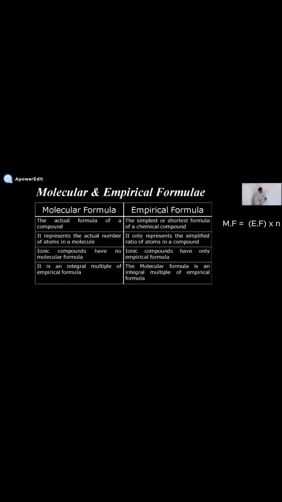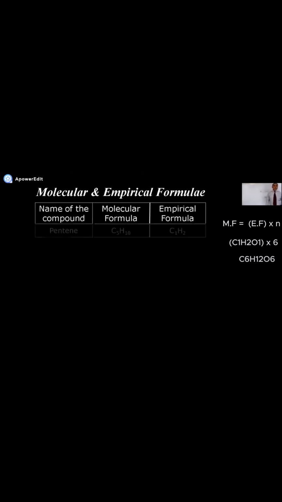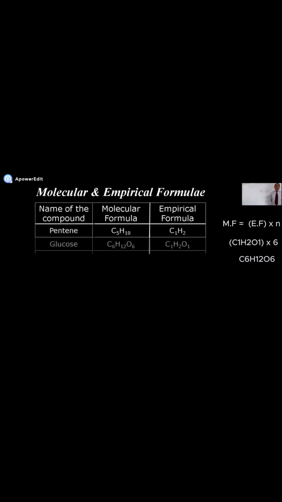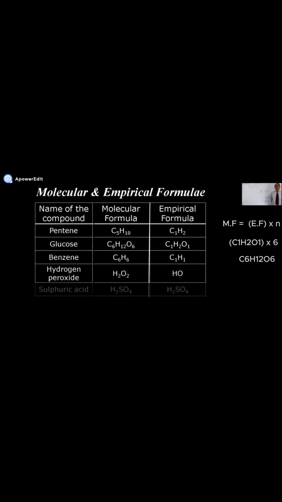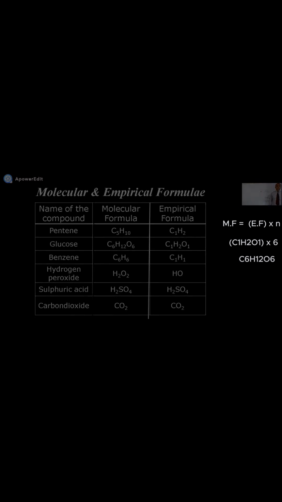For example, the empirical formula of glucose is C1H2O1. And which was the number? 6. If you multiply it, you will get C6H12O6. So this is called an integral multiple. Try to understand it. The same examples you can see on the screen. If you want to take a screenshot, you can. Nothing is new. Okay.